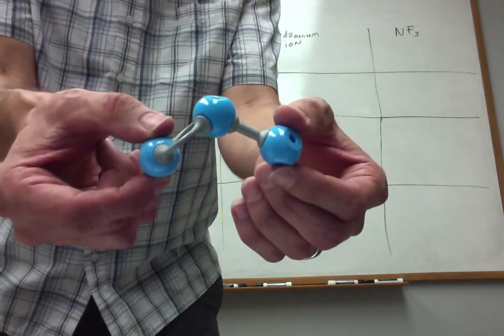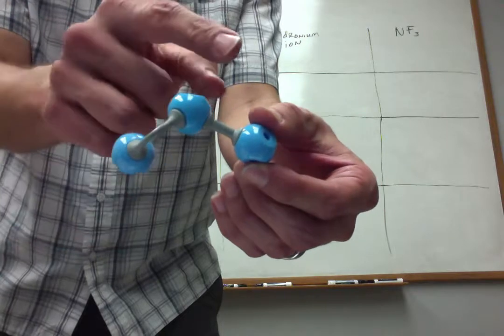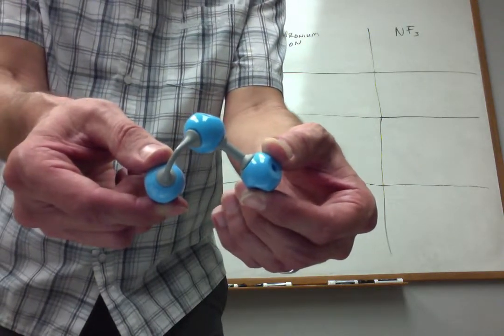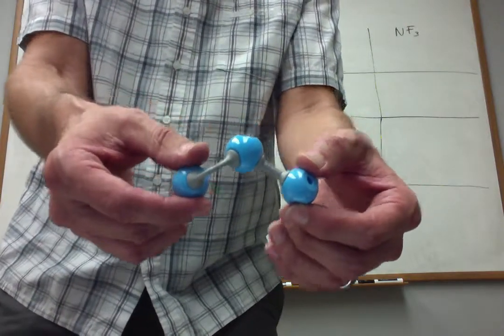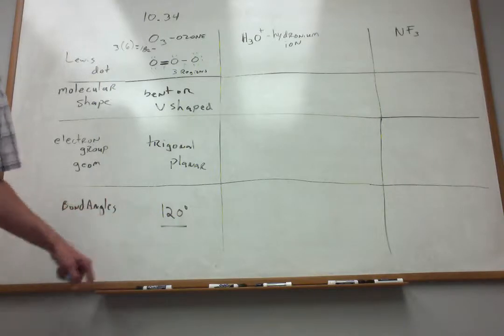So here's 120 in the perfect trigonal planar geometry, and that lone pair taking up some more space would kind of push these two together a little bit more. So the bond angle would be slightly less than 120 in this particular molecule, okay? But nonetheless, the perfect bond angle would be 120 in this trigonal planar geometry. Okay, so that's the first case.